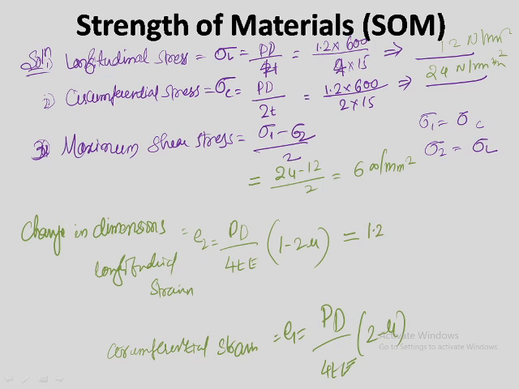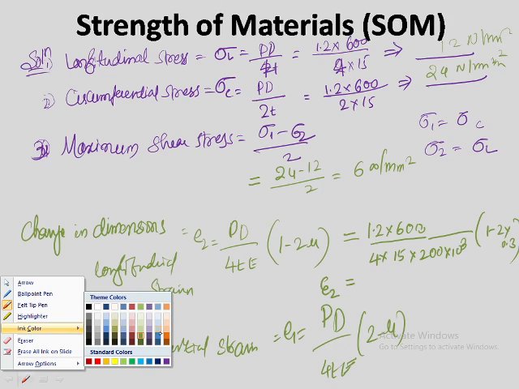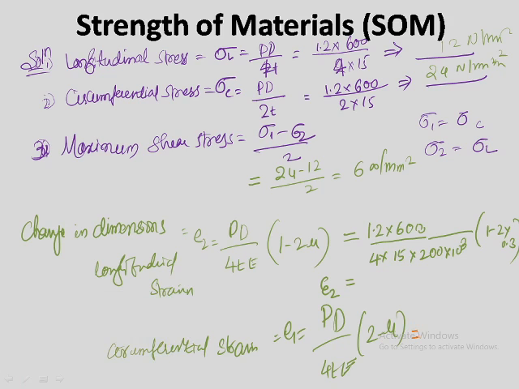P is 1.2, diameter is 600, divided by 4. Thickness is how much? 15 mm. Young's modulus is 200 into 10 to the power of 3, in bracket 1 minus 2 into 0.3. Poisson's ratio is 0.3. So now you calculate the strain in the longitudinal direction. Now we calculate the circumferential strain.